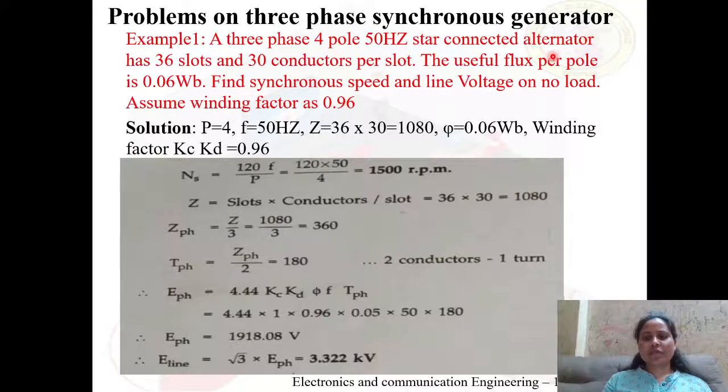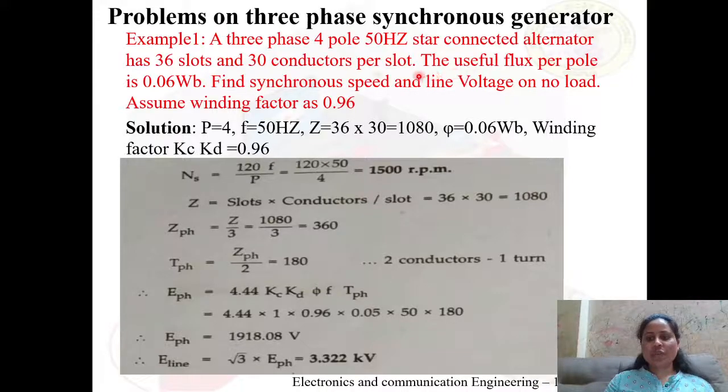So in this example, they have given the number of poles as 4 and the supply frequency F as 50, and the windings are star connected. The alternator has 36 slots and there are 30 conductors in each slot. So we can calculate the total number of conductors by multiplying these two factors. Number of slots into number of conductors will give us the total number of conductors. Let us represent it as Z, and in this case 36 into 30 is 1080.